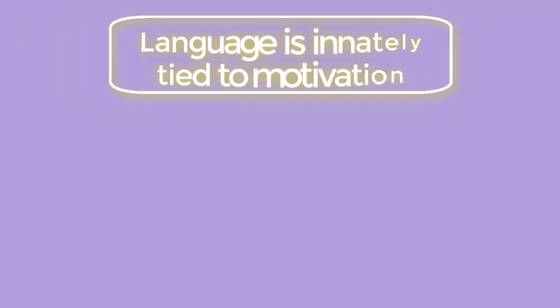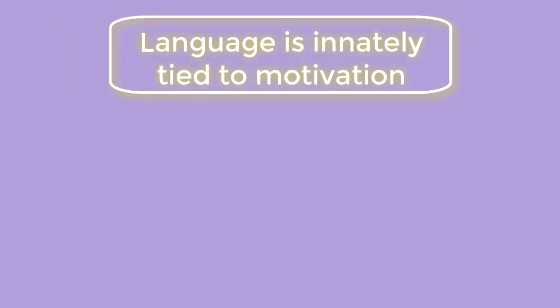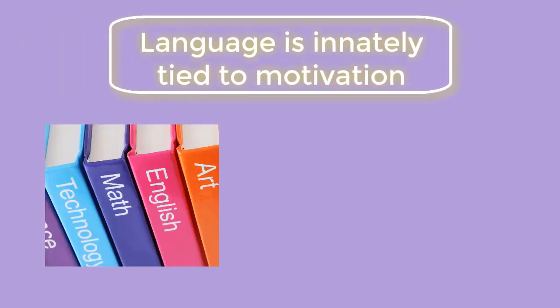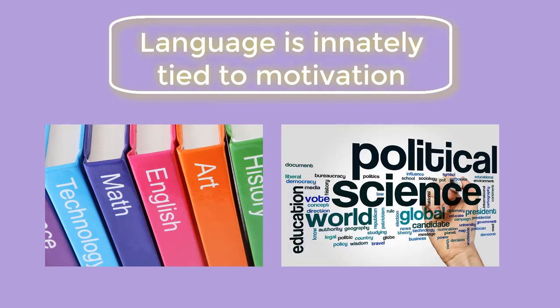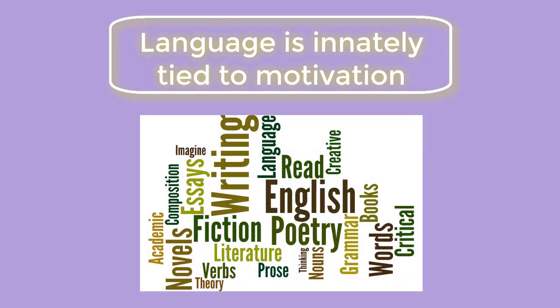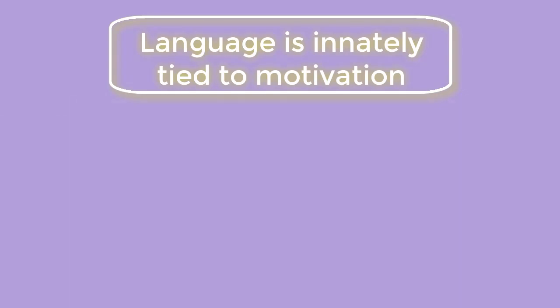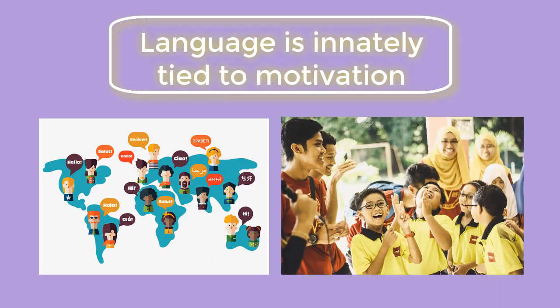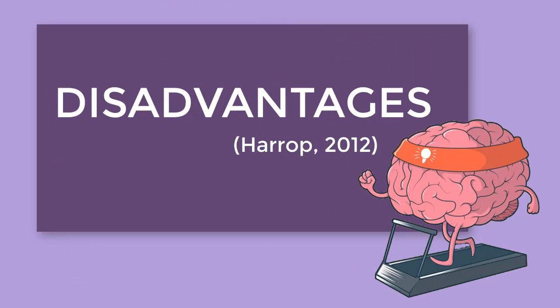Third, language is innately tied to motivation. A CLIL class efficiently uses students' innate motivation for the subject matter and indirectly channels it to a target language. The target language ultimately benefits from the natural interest a student has for each topic. However, there are 2 main disadvantages of the CLIL approach.